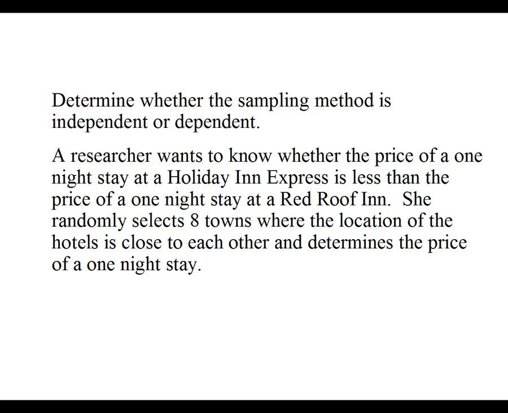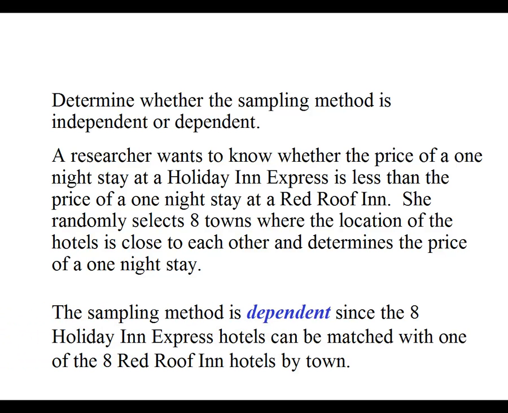Then you go somewhere else, in New York or suburbs or something, whatever you want. 8 specific towns where they're close. You're looking at paired data, so you have dependent data as far as what you're looking at. So each one can be matched with another from the other group.